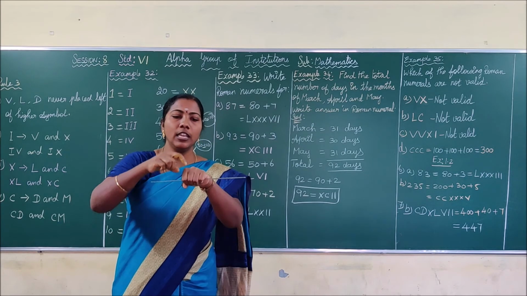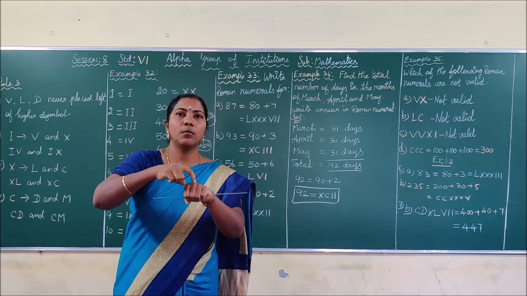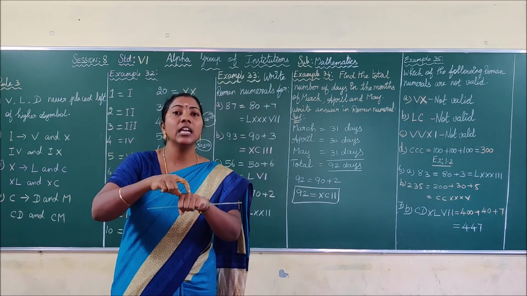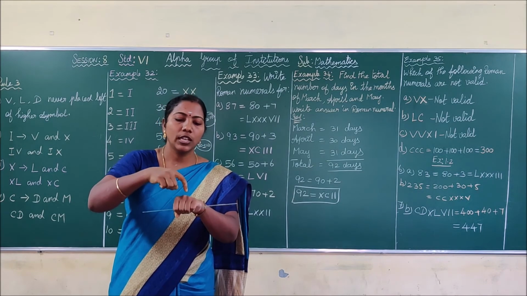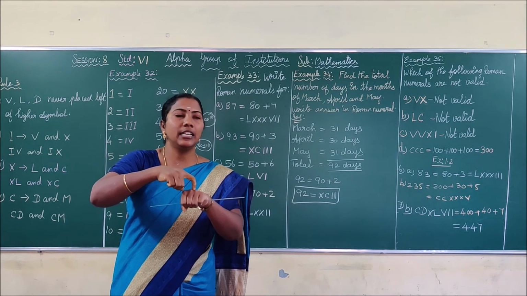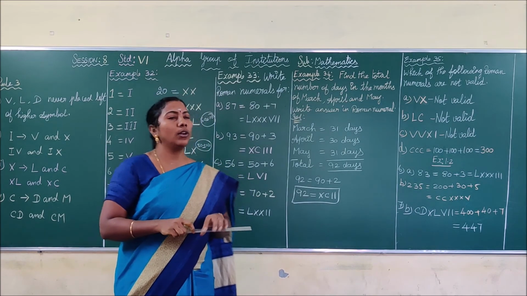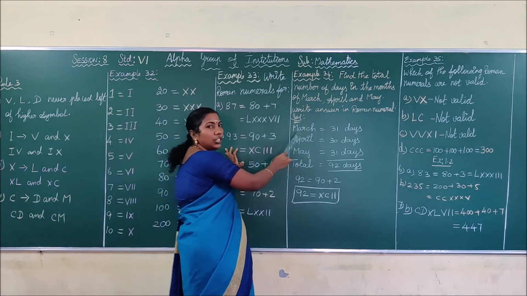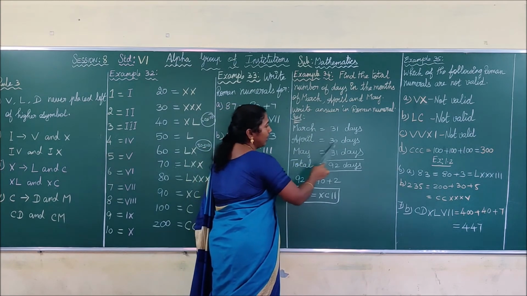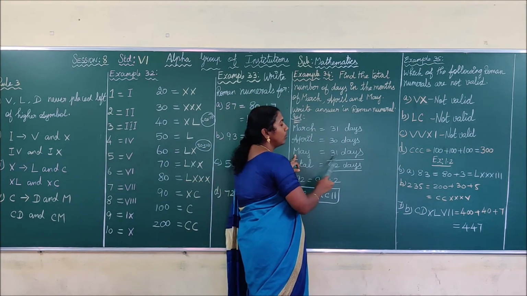Okay. January, February, March. March comes in the upper part. So it has 31 days. March, April. April has 30 days. And then May. May comes in the upper part. So it has 31 days. Thus we have written March equal to 31 days, April equal to 30 days, May equal to 31 days.